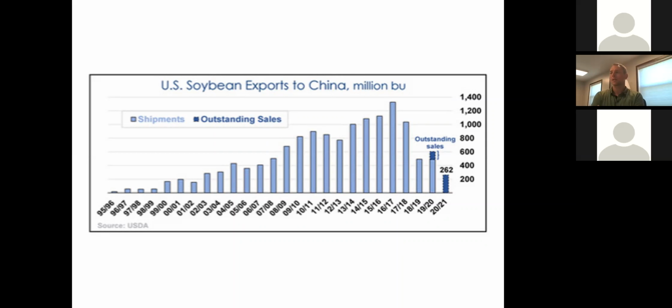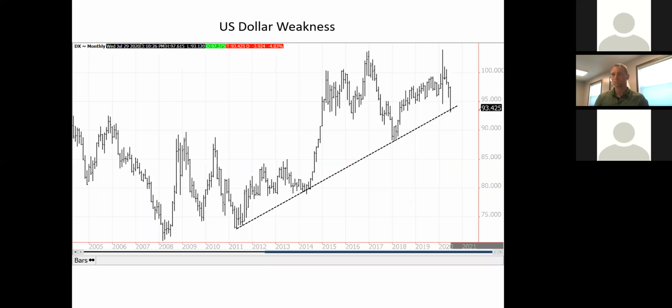But as you can see, we're nowhere near 2015-16, 2016-17 levels. So we've got a lot of business to do to start getting back to the levels that we were at then. And it's going to be very tough with competition from South America, which continues to be the provider of choice for soybeans. But there are some impacts that might help us along the way.